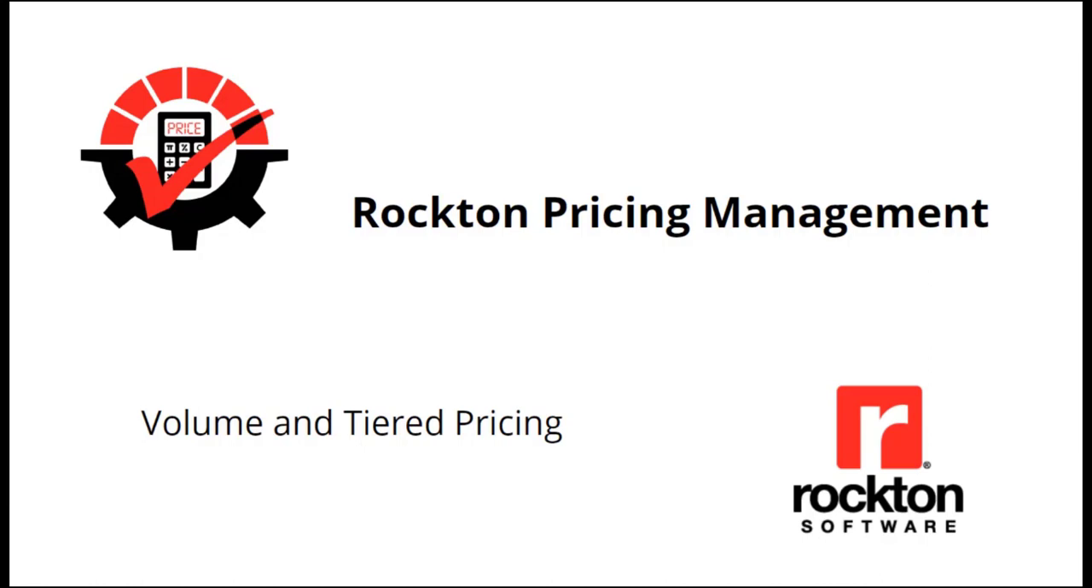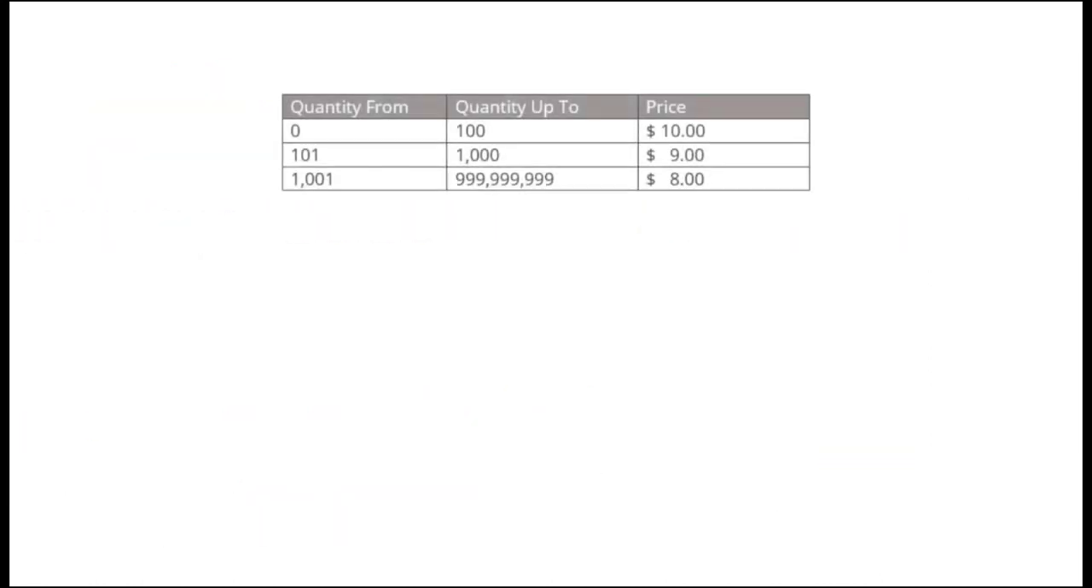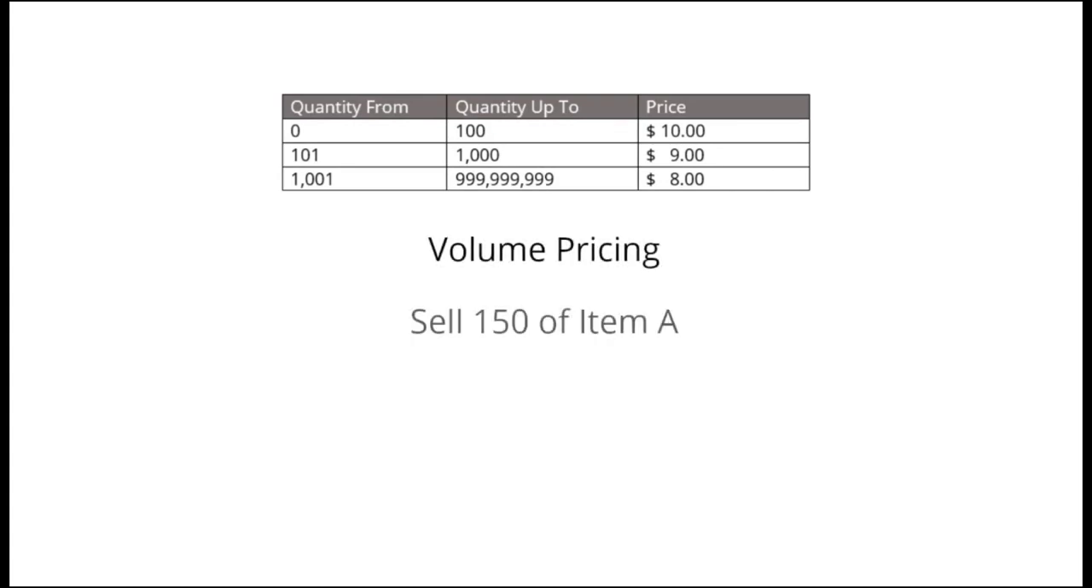With tiered pricing, you still price based on quantity sold, however you may have more than one price calculated on a transaction line. For example, you might have the following quantity breaks created for item A. Now let's say you sell a quantity of 150 of item A on your transaction. With volume pricing, RPM looks at the quantity break for 150. In this example, it's $9 each. For 150, the extended price would be $1,350.